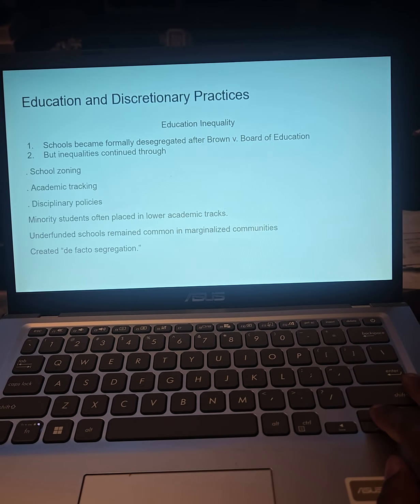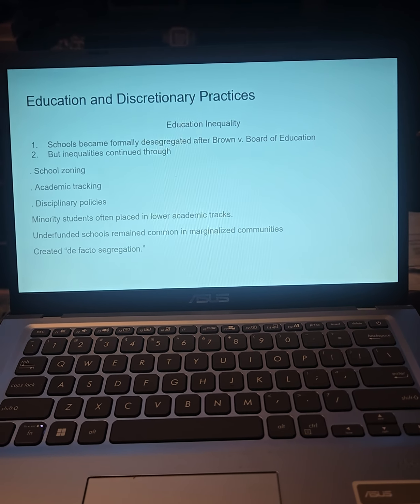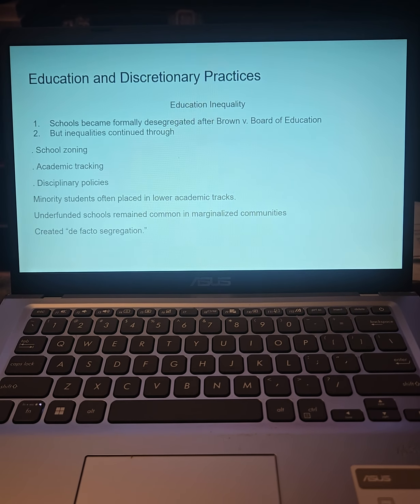So we're going to talk about education and discriminatory practices. A lot of this started to happen after Brown versus Board of Education, but they still found a way to push discrimination. And what they did was they did it by school zoning, academic tracking, and disciplinary policies.